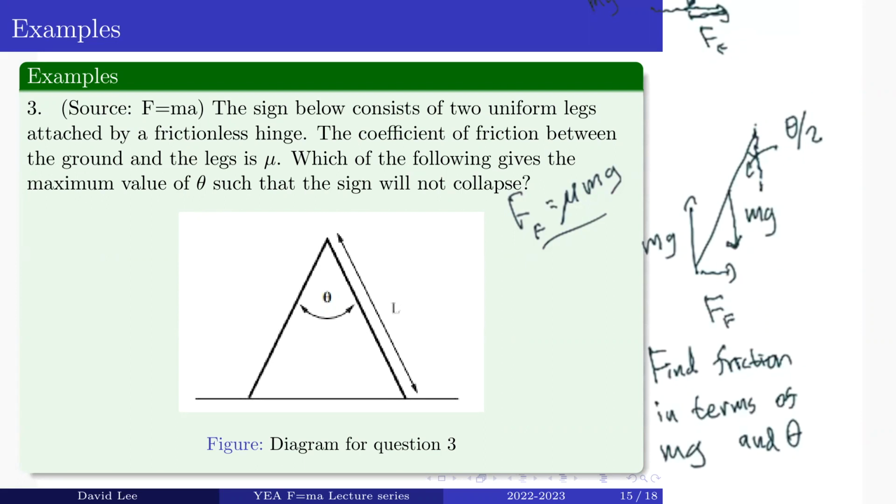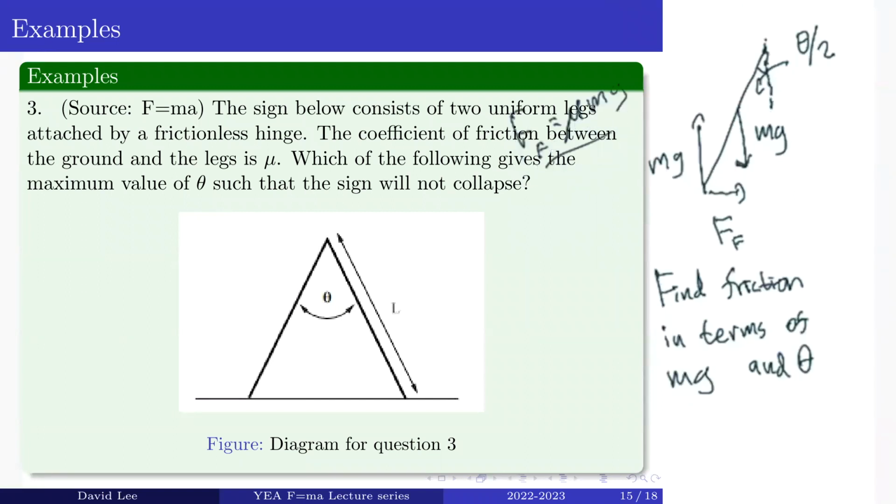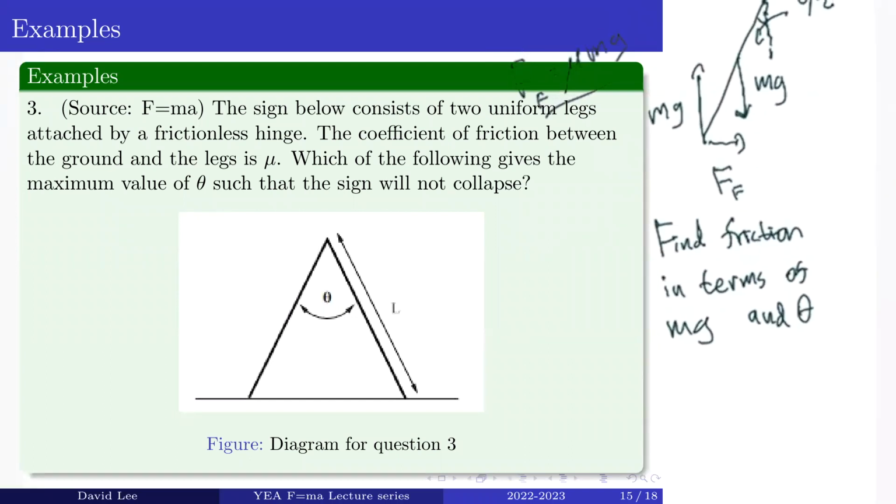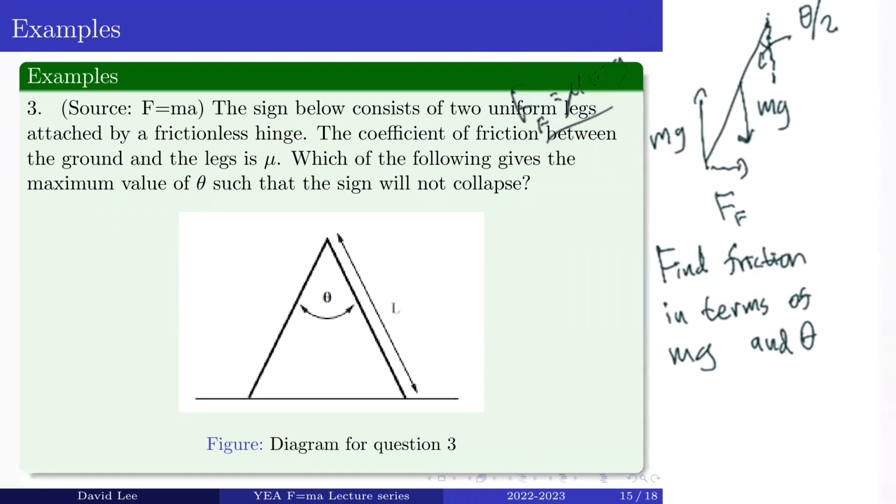Okay, so let's continue. I hope you guys should have found friction by now. If not, I'll just quickly do it right here. To find friction, all we have to do is set net torque to be equal to 0. So the net torque should be equal to 0.